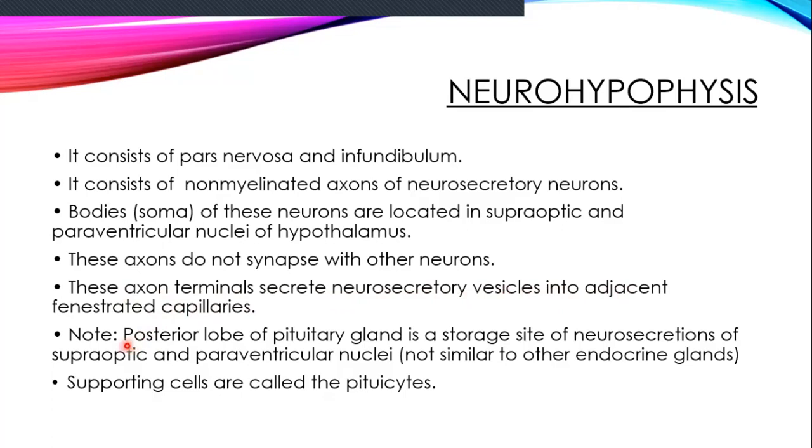Now, please note this: the posterior lobe of the pituitary gland is a storage site of neurosecretions of the supraoptic and paraventricular nuclei. Okay, so the posterior lobe of the pituitary gland is just a storage site, just the storage, no production there. And please remember, the supporting cells of the neurohypophysis are known as pituicytes.